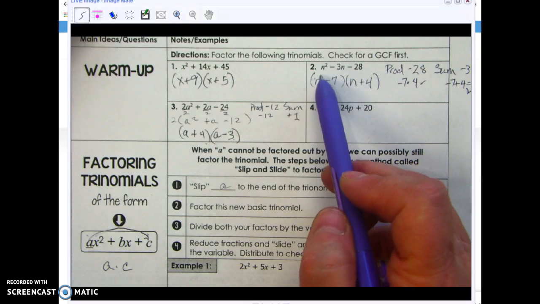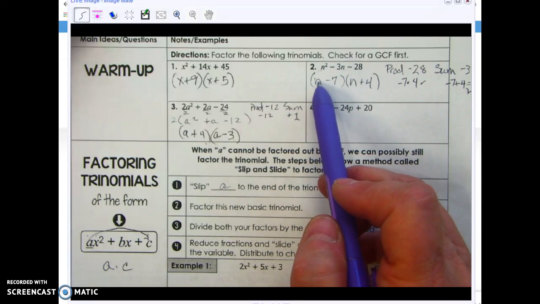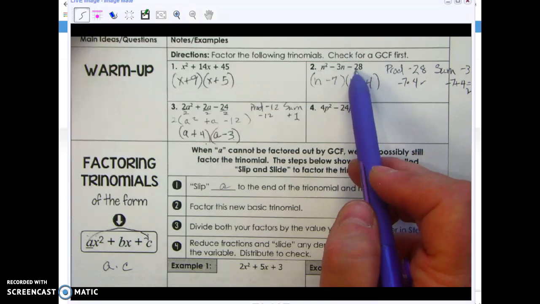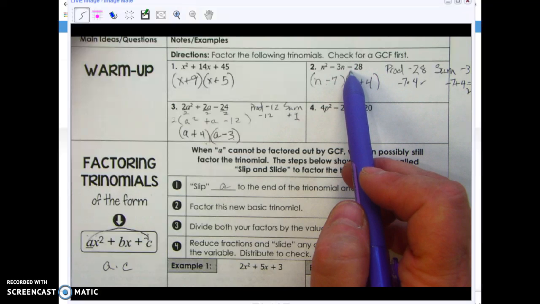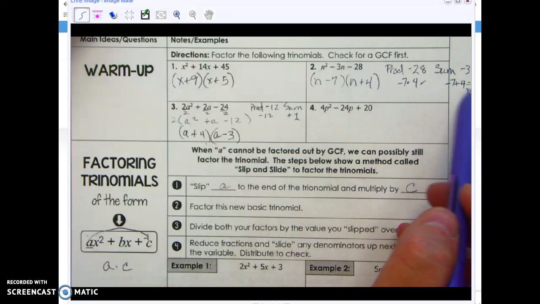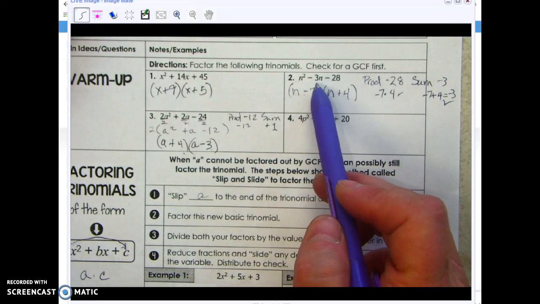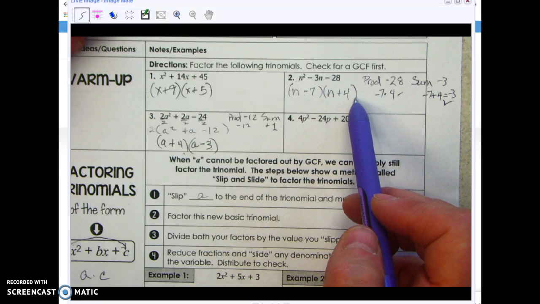And then here again the same thing. N squared. It was 1n squared. So the n and the n had to go there. And then what did I multiply together to get negative 28? Negative 7 times positive 4. Because negative 7 times positive 4 gives me a negative 28. And then negative 7 plus 4 gives me the negative 3 I need in the middle. So that's my factoring there.